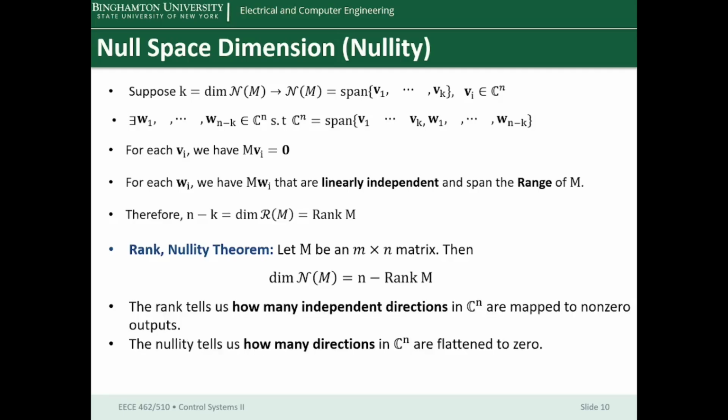Intuitively, the rank tells us how many independent directions in C^n are mapped to non-zero outputs, the visible directions. The nullity tells us how many independent directions are flattened to 0, the invisible directions. Together, they describe how the linear operator M partitions the geometry of its domain into parts that influence the output and parts that are completely silent.